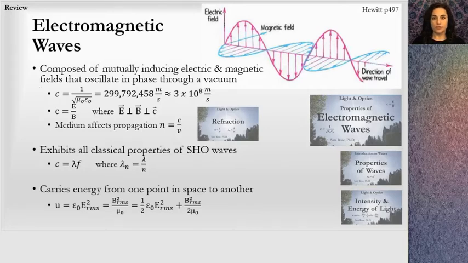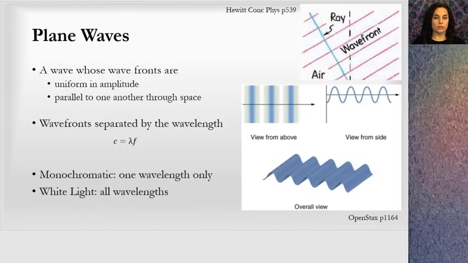As we head towards studying light more as a wave, I wanted to talk about the idea of plane waves. Plane waves are waves whose wave fronts are uniform in amplitude and parallel to one another through space. And you can see that over here in this diagram. I really like this one because it's a 3D view. You can see it from the top or from the side here, but it really shows that all the wave is equal in amplitude and that these wave fronts are parallel to one another. And so it's just a continuous wave that oscillates through space, and it's very uniform in certain ways.